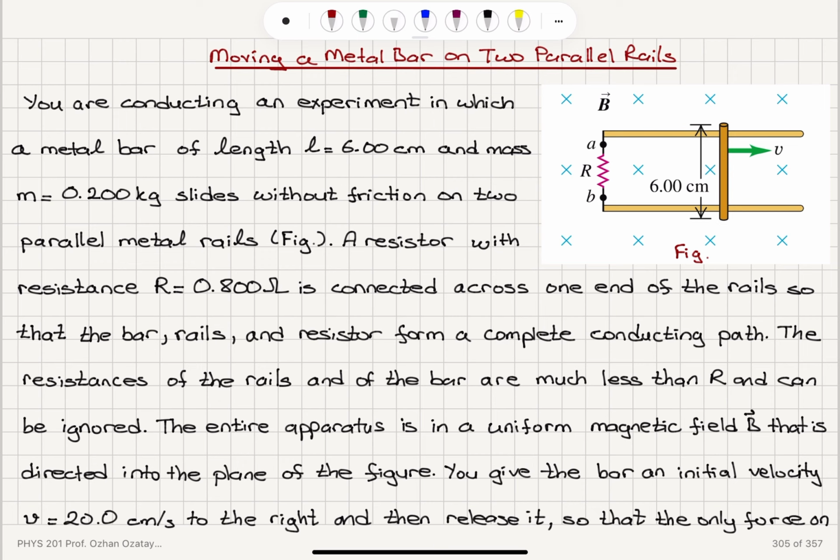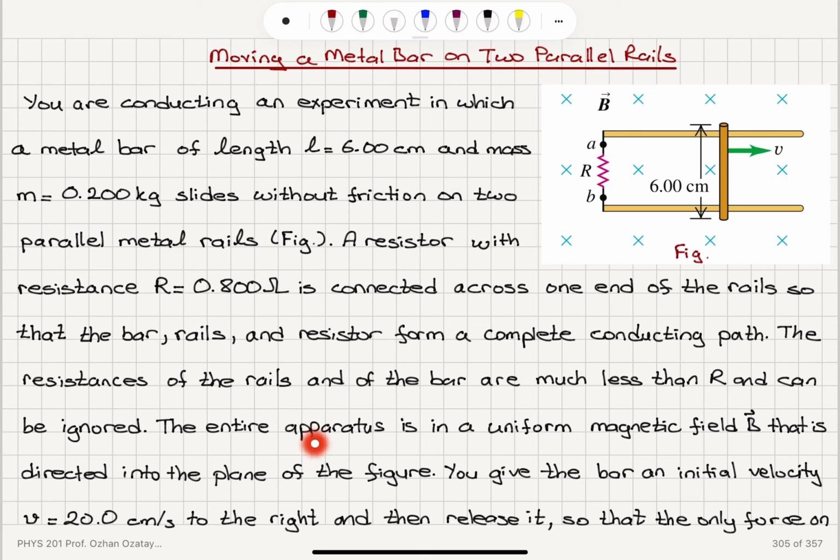A resistor with resistance R, 0.8 ohms, is connected across one end of the rails so that the bar, rails, and resistor form a complete conducting path. So this is a complete conducting path. The resistances of the rails and of the bar are much less than capital R and can be ignored.